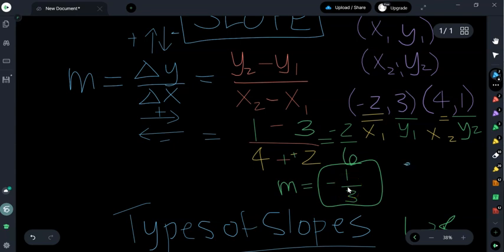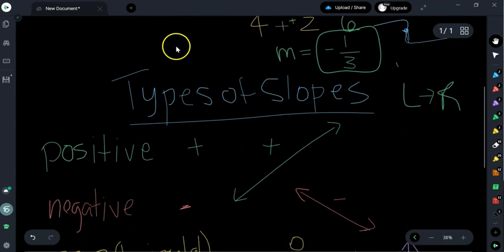Let's say we have a point, we're either dropping 1 and going to the right, positive 3, or it means that we are going up 1 and going to the left 3. So that's how you determine your slope.